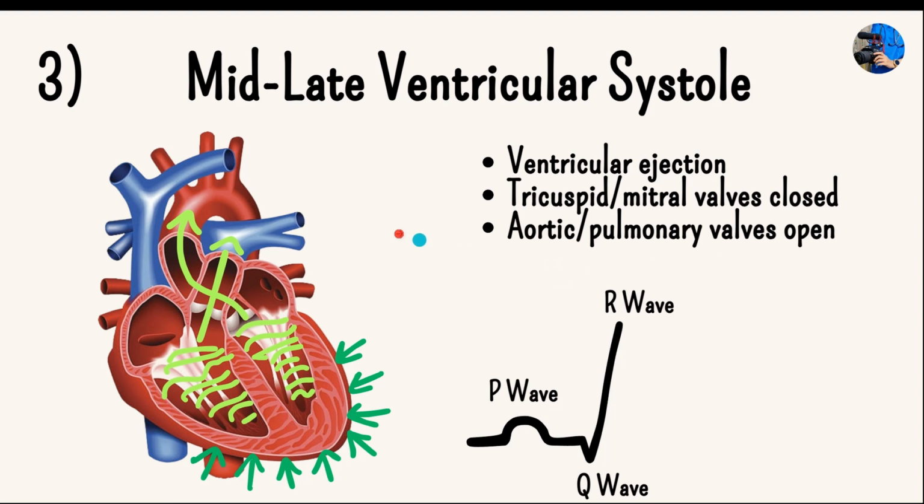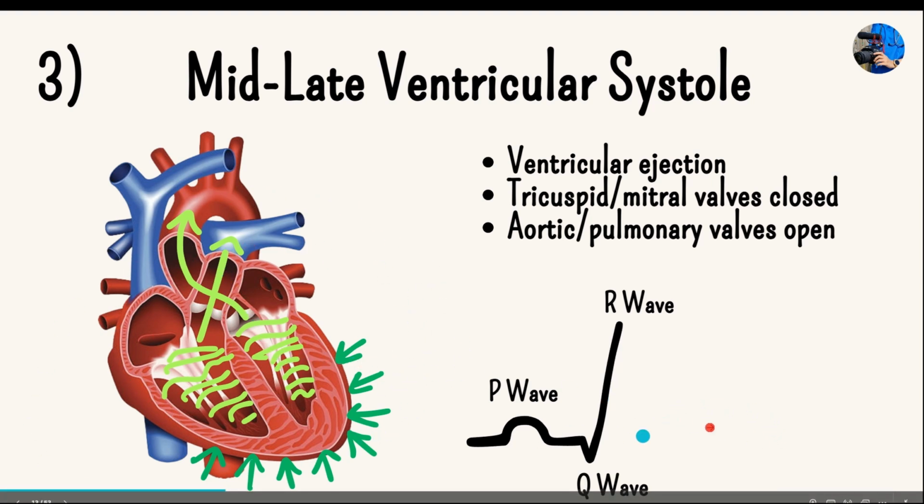Now, in the heart, at this point, we're going to get mid to late ventricular systole. So we get ventricular ejection. This is now really where the ventricles have contracted, and that blood that was sitting in the ventricles is now traveling up through our aortic valve, through to the aorta, and through our pulmonary valve to our pulmonary arteries to the lungs. And in this case, now the tricuspid and mitral valves have been closed for a while, and it's time for the aortic and pulmonary valves to open. So that is what's actually happening in the cardiac cycle side of things. And here you can see that we are representing the R wave.